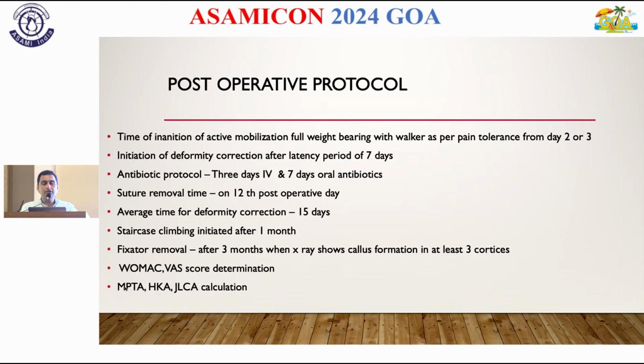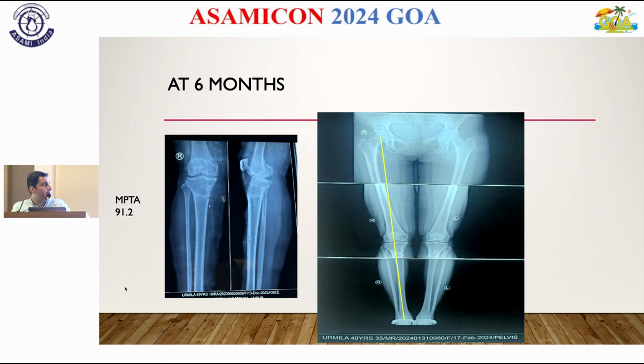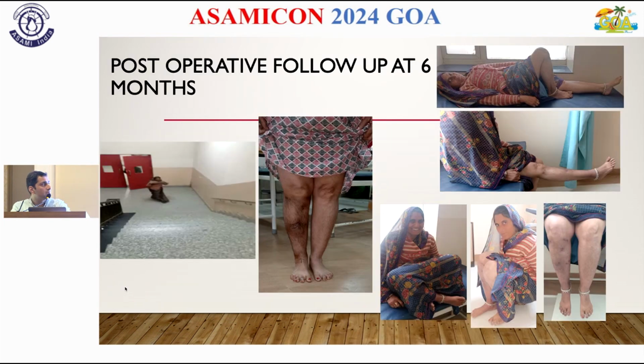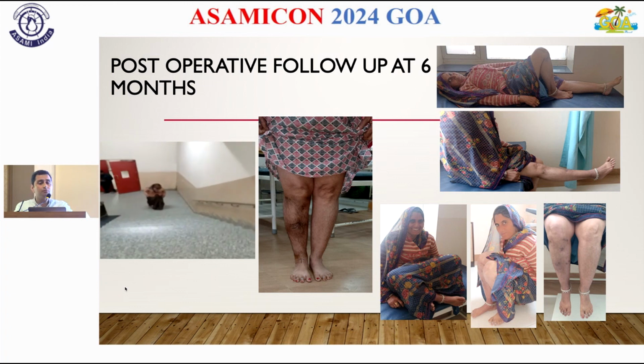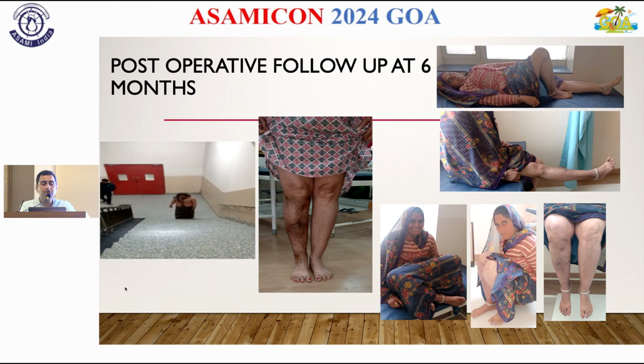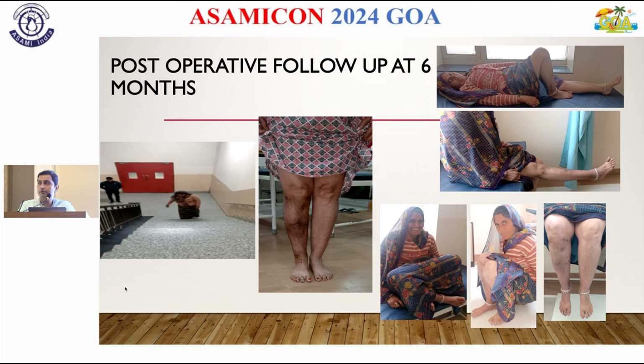And in the post-operative protocol, active mobilization was started as per the pain tolerance. The average time for the deformity correction was 15 days. Staircase climbing was permitted with a stick after 1 month, and the fixator removal was done at 3 months on an average, when the X-ray shows at least 3 cortices callus formation. This is her at the end of 6 months, and this is her final range of motion at 6 months. She is able to do independent staircase climbing.